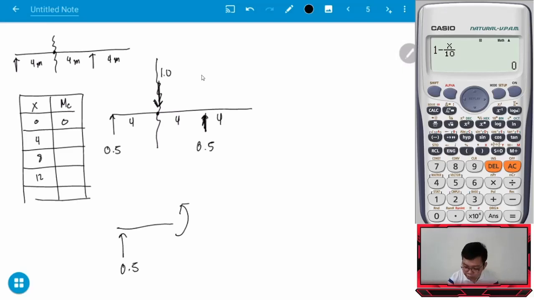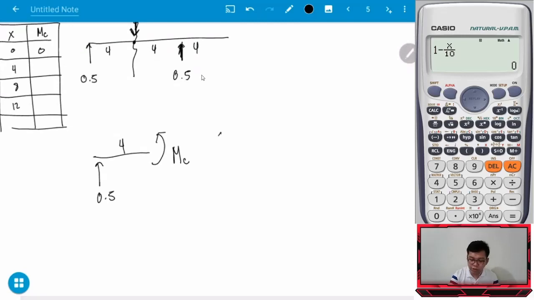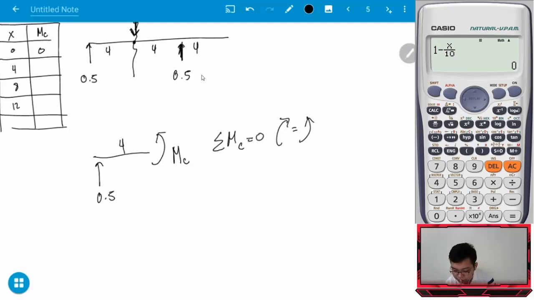So, ito yung M natin. By the way, this is 4, and then this is actually MC. So, summation of moment at C is equal to 0. Clockwise is equals counterclockwise. So, clockwise moment. Ano yung clockwise moment natin dito? Tama. Meron na.